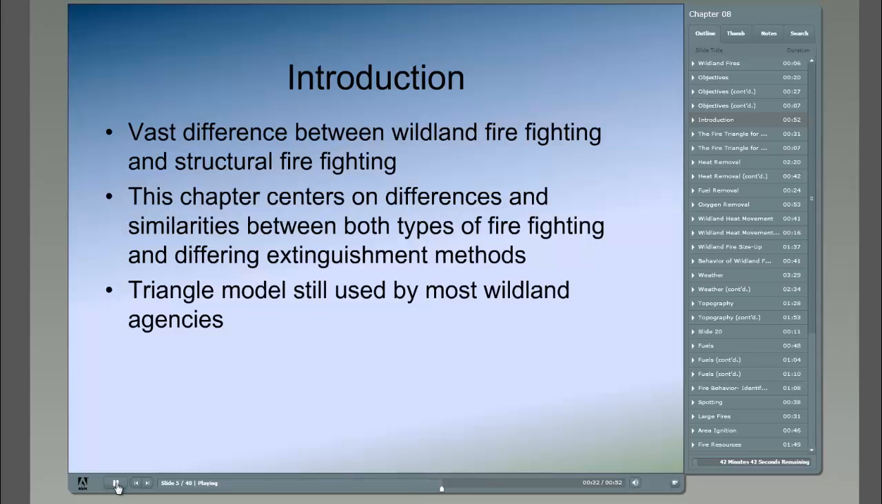This chapter begins with an overview of the basic components of combustion. The fire tetrahedron is a new model used to depict the fire process. Despite being a valid model for fire extinguishment, the former triangle model is still used by most wildland agencies to explain combustion and extinguishment processes occurring in wildland fires.